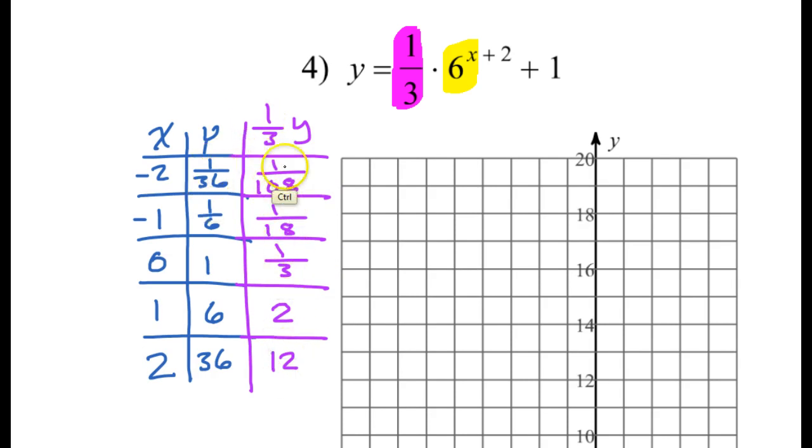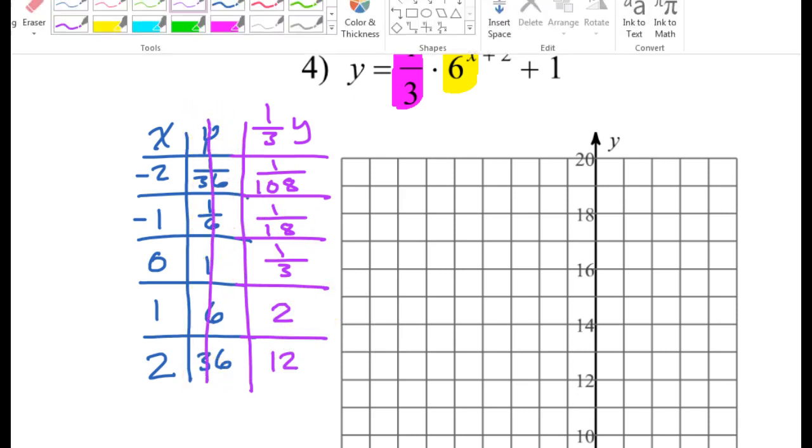1/3 times 1/36 is 1/108th. 1/3 times 1/6 is 1/18th. You just multiply straight across. 1 times 1/3 is 1/3. 6 times 1/3, that's the same thing as 6 divided by 3. So that's 2. 36 times 1/3 is the same thing as 36 divided by 3. So that's 12. So these are my new y values, so I can really throw out the old y values.